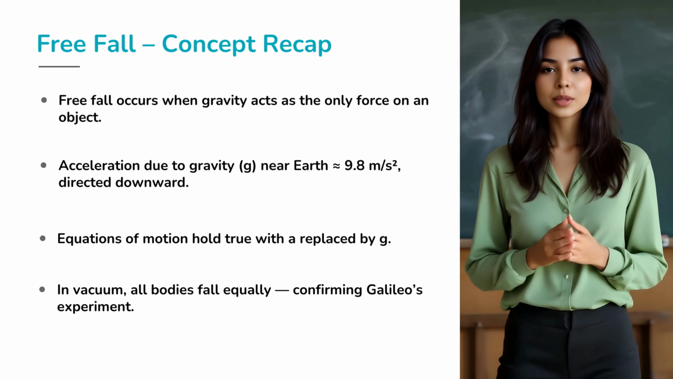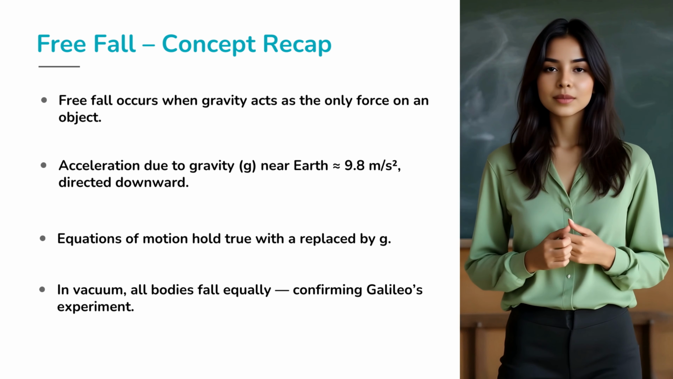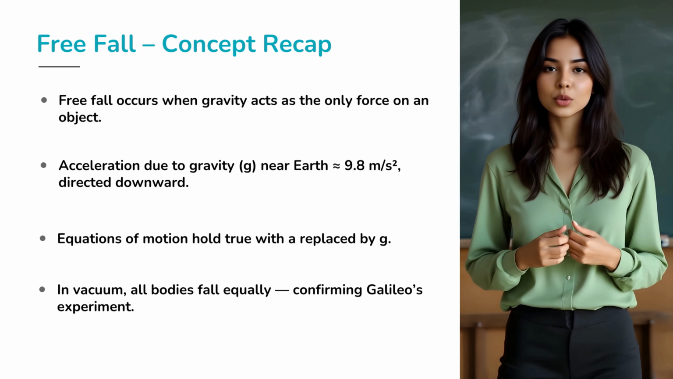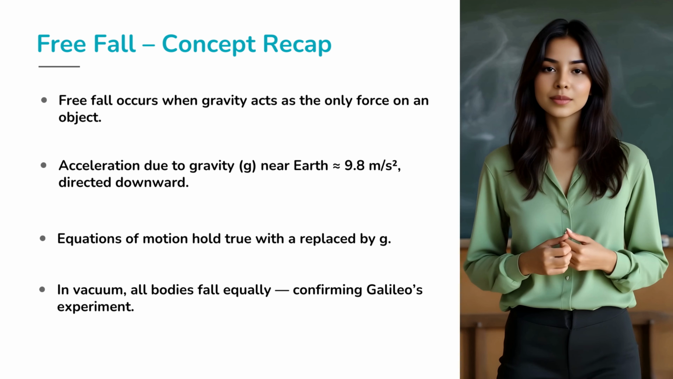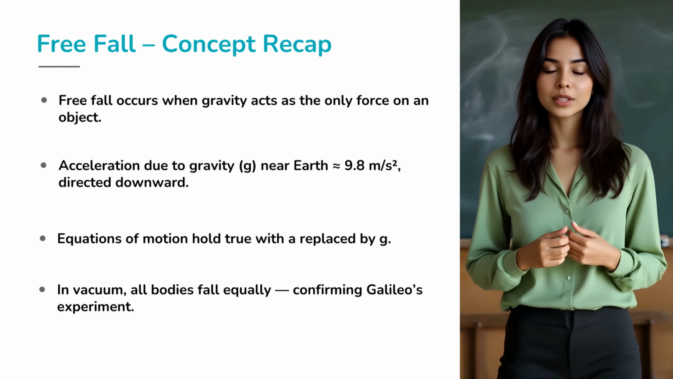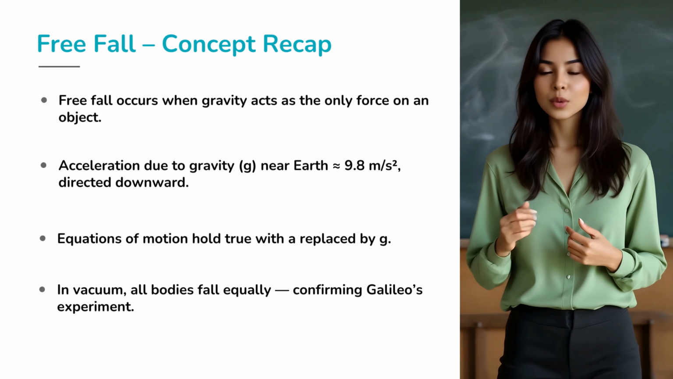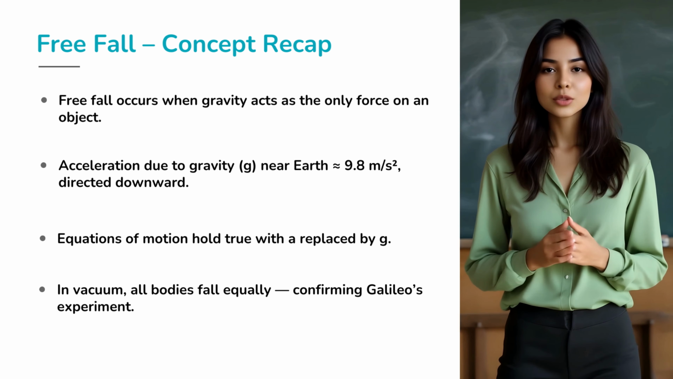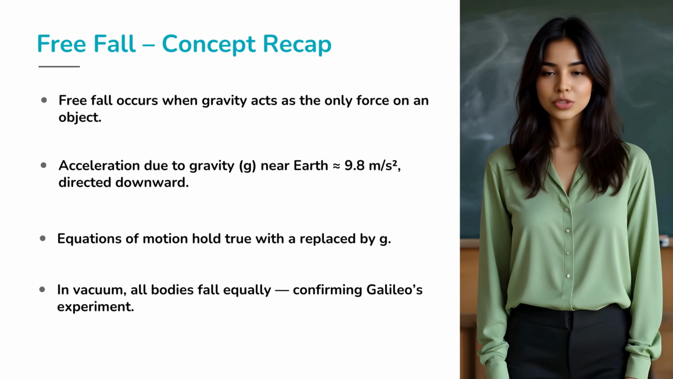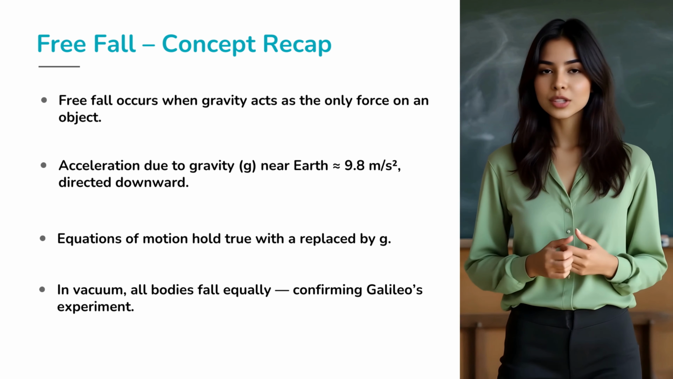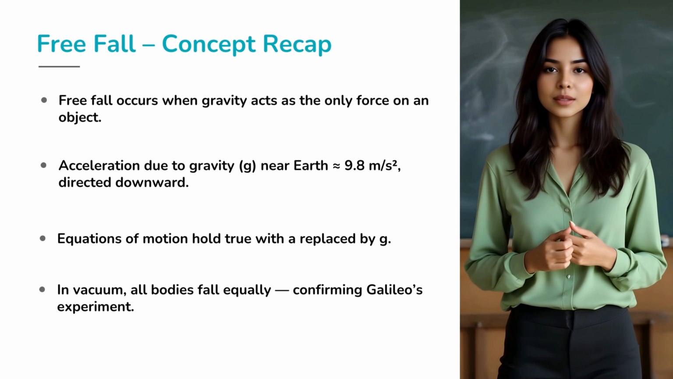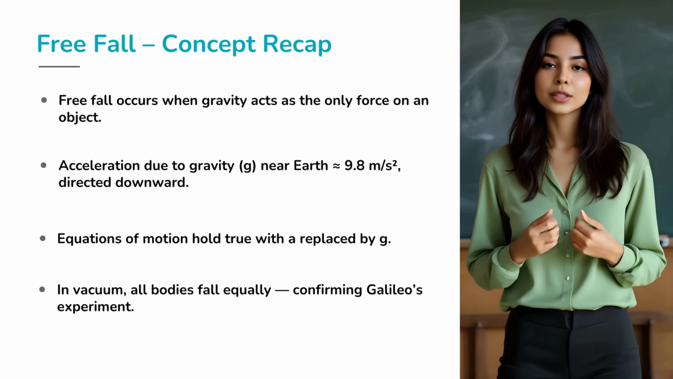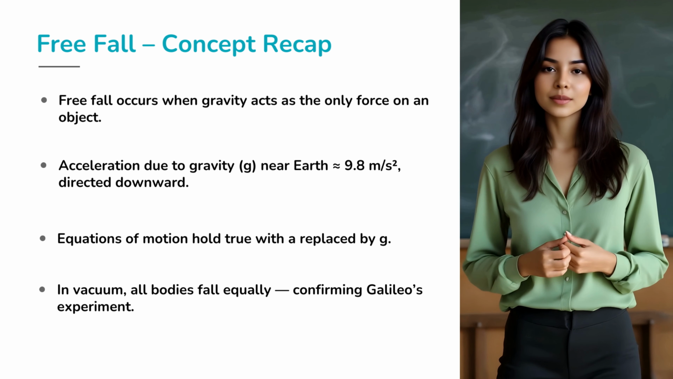Alright, let's wrap it up like true physicists. Free fall is when an object moves only under gravity's pull, no other forces. Acceleration due to gravity, g, is about 9.8 meters per second squared and depends on Earth's mass and radius. We use the same motion equations, just replacing a with g. In a vacuum, all objects, no matter their mass, fall equally fast.